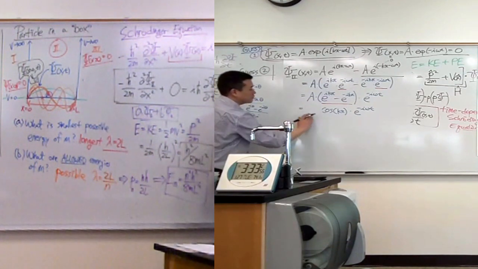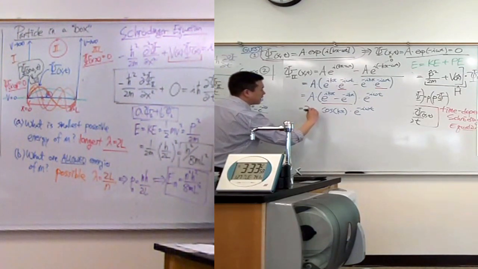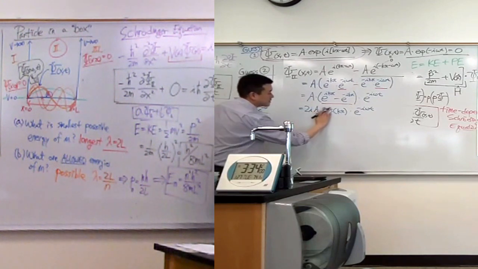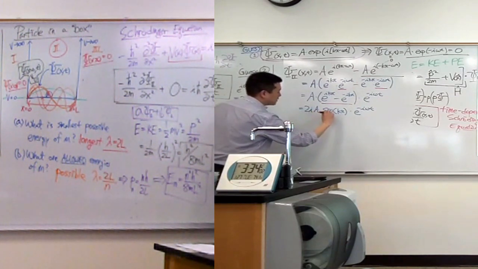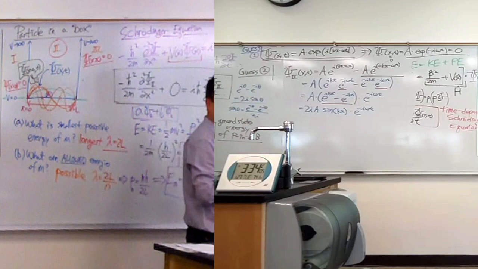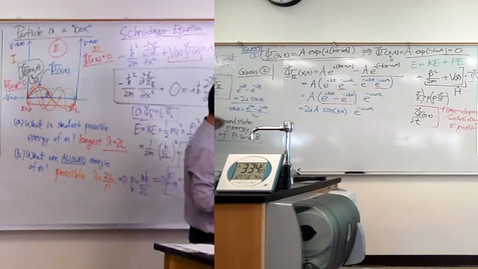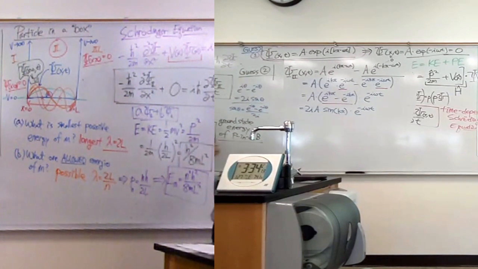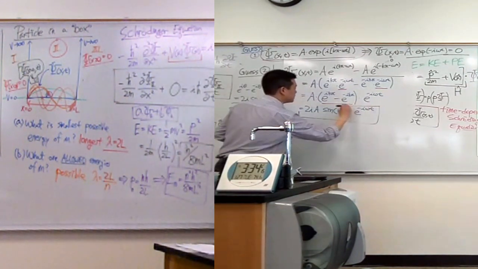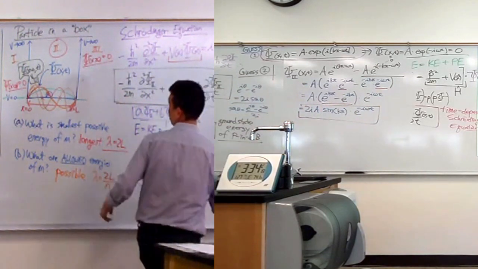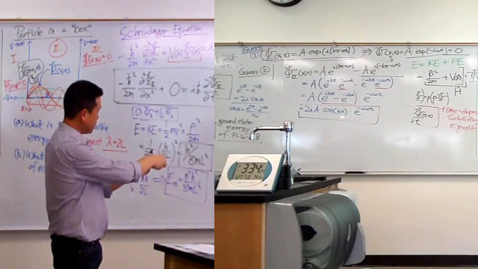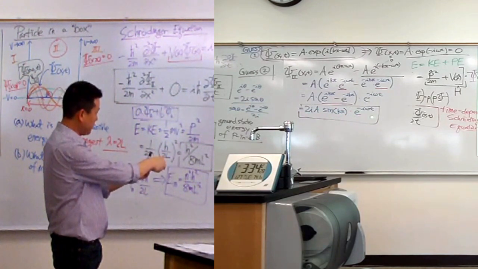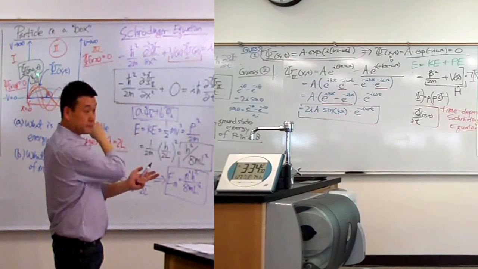So you have 2i times A sine kx. So this is a solution that will now meet our criteria. So this meets the boundary condition here. When you plug in x equals 0 here, sine of kx is 0. So no matter what these are, it will be 0.